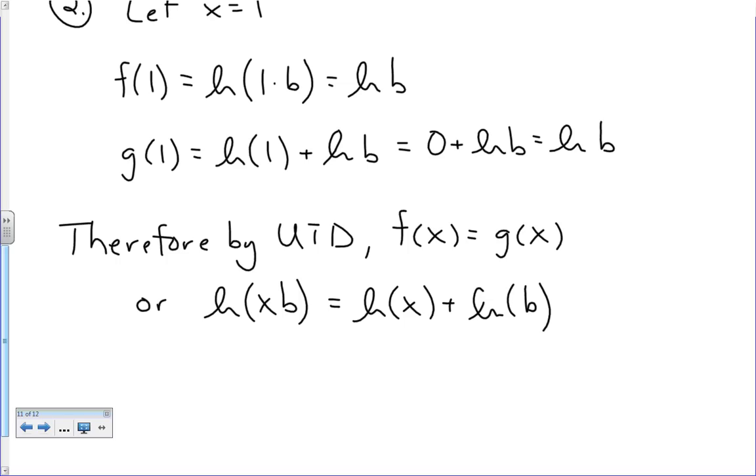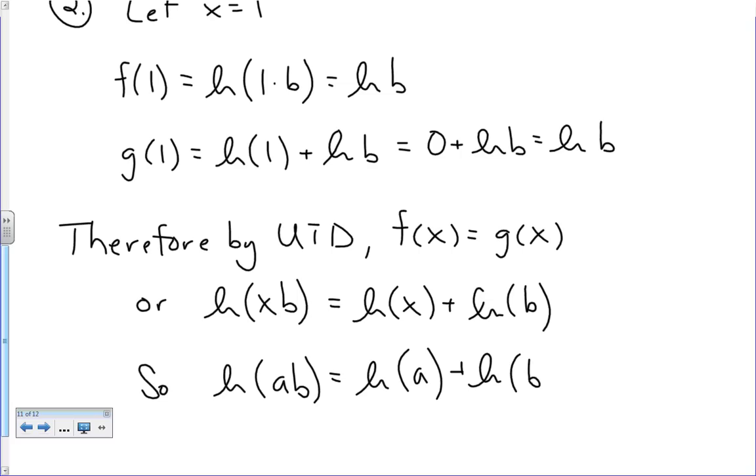And if you prefer, you can replace x with a. So we can say the ln of a times b is equal to the ln of a plus the ln of b. You could leave it in terms of x and b. That would be fine as well. But there we go. That's what we were trying to prove. We used the uniqueness theorem to prove that these two things are equal to each other. So it turns out that our ln of x function has this property that logarithmic functions have as far as the log of a product is concerned.